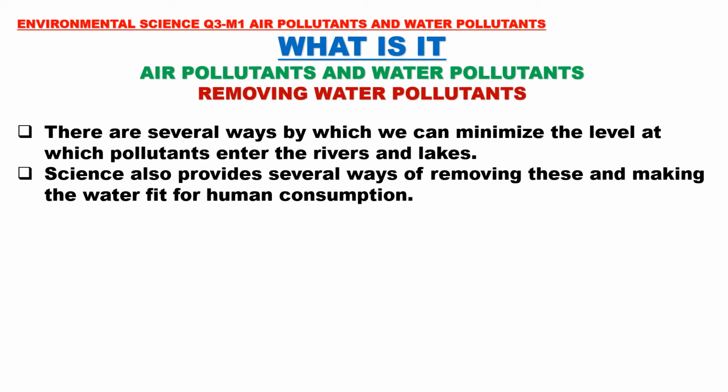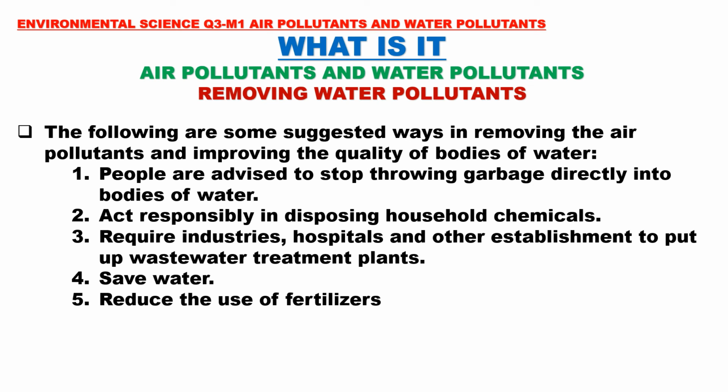So, there are several ways by which we can minimize the level at which pollutants enter the rivers and lakes. Science also provides several ways of removing these and making the water fit for human consumption. So the following are some suggested ways in removing the pollutants and improving the quality of bodies of water.